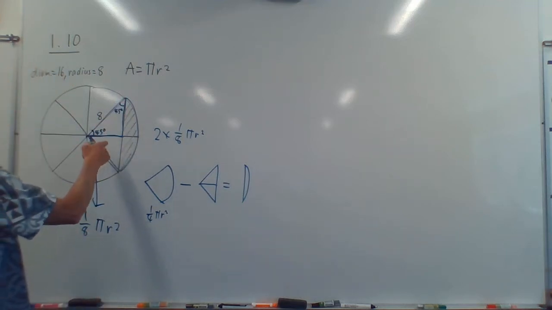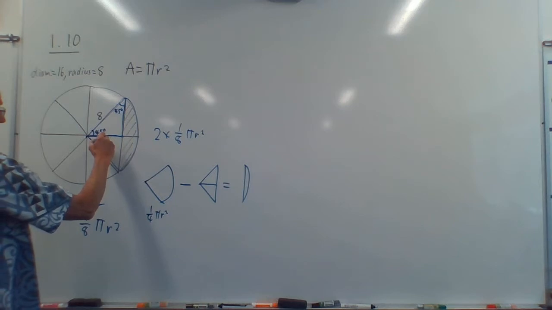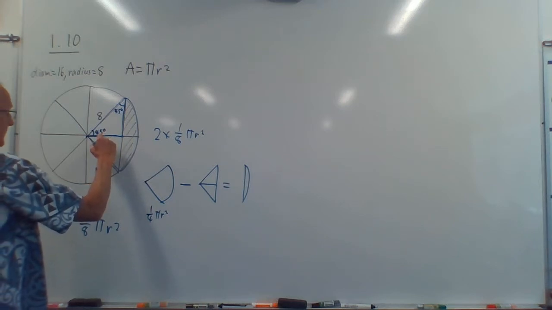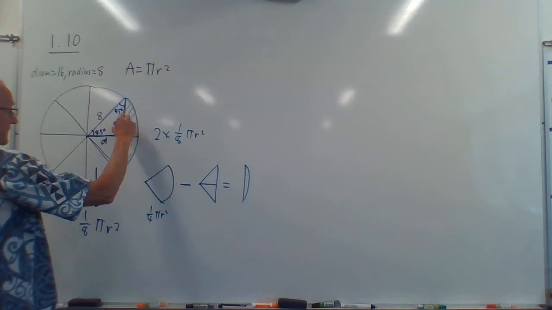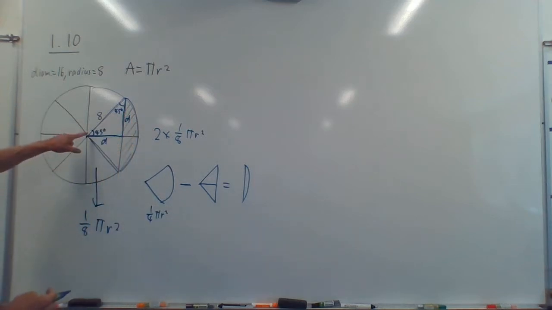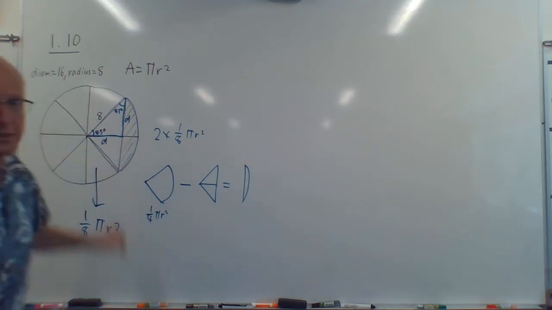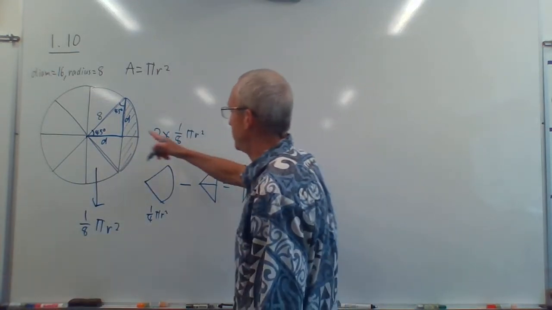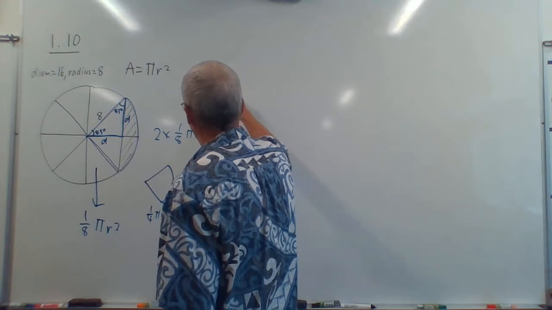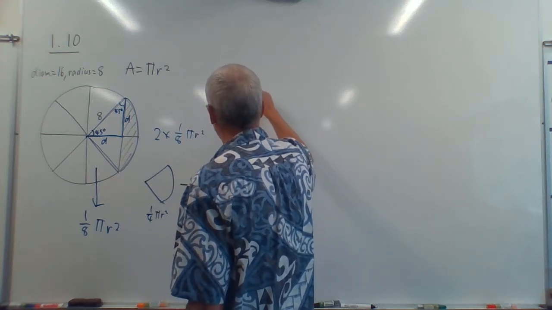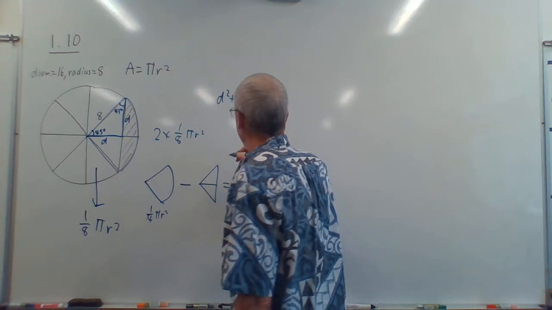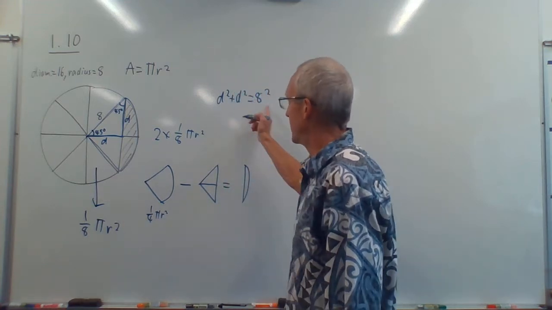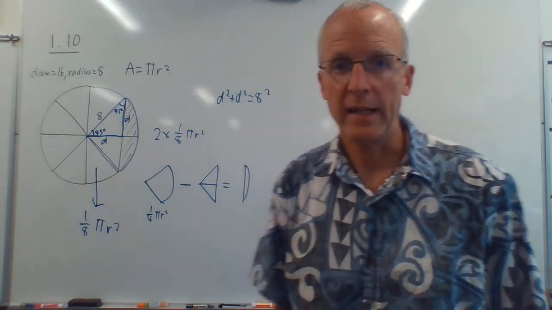So it's a 45-degree triangle, which means that this side here, let's call it D, and this side here, call that D, are the same, because this line cuts directly in half, right? This is 90 degrees, cut directly in half. And now we can just use the Pythagorean theorem and figure out what D is. So D squared plus D squared is equal to 8 squared. So we can figure out what D is now. I'll let you do that.